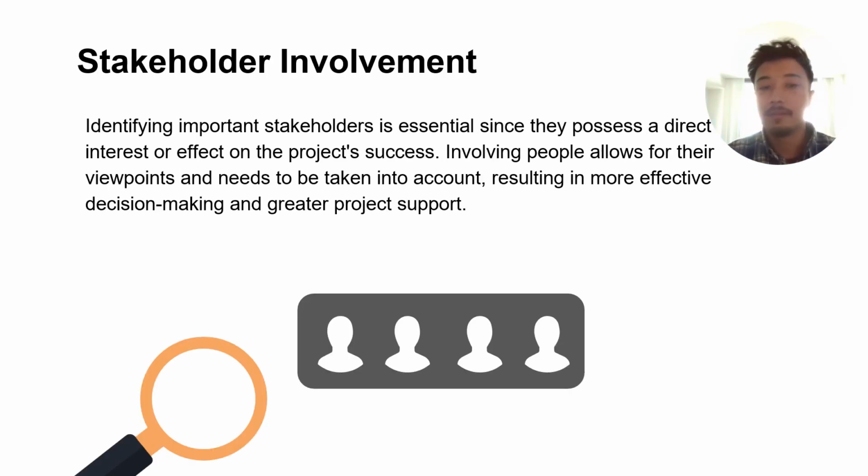Stakeholder involvement. Identifying the important stakeholders is essential since they possess a direct or indirect interest in or effect on the project's success. In our project also, our stakeholders like Tracy and other concerned people are involved in this project. Involving people allows their viewpoints and needs to be taken into account, resulting in more effective decision making and greater project success.